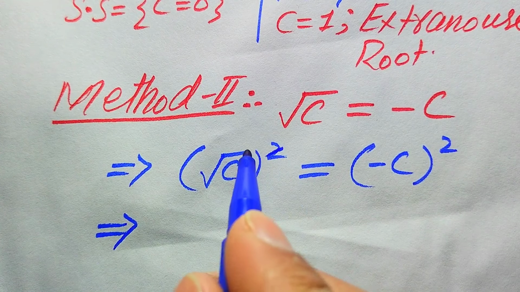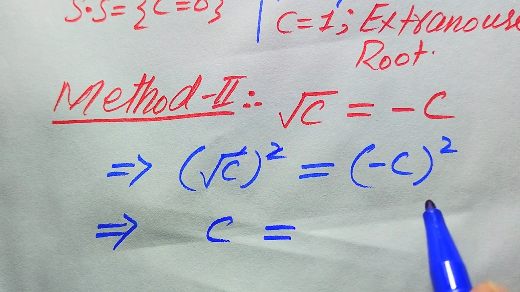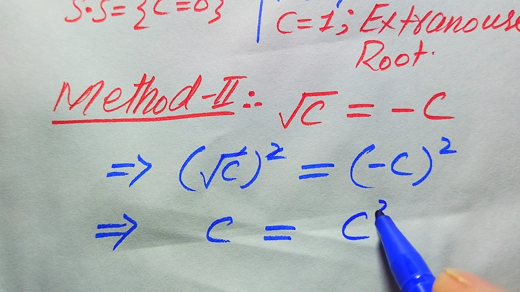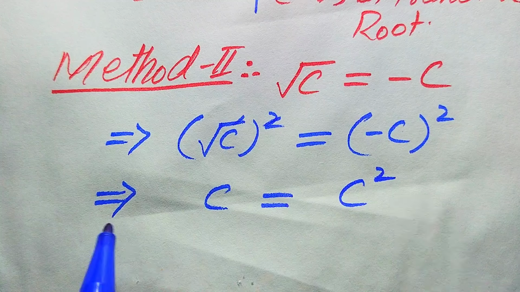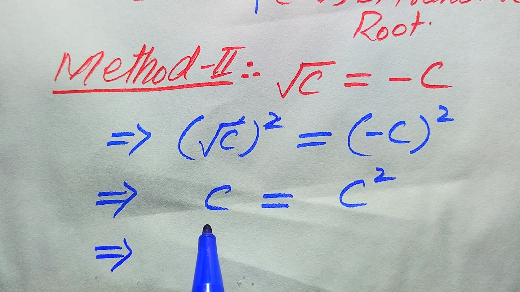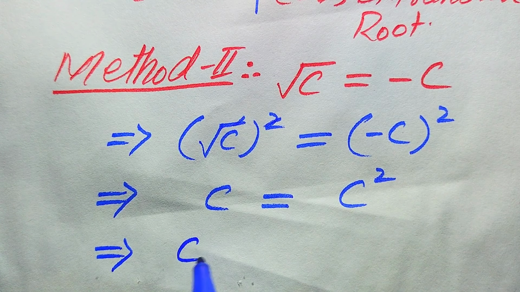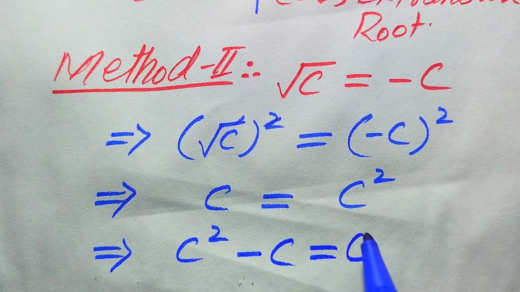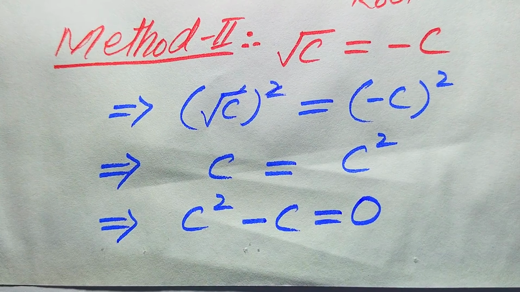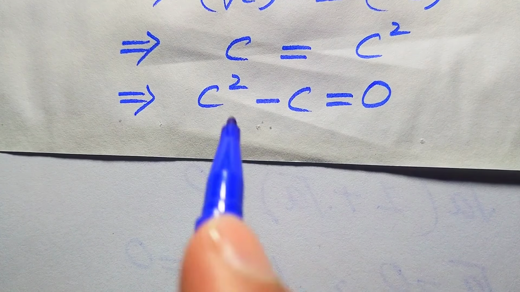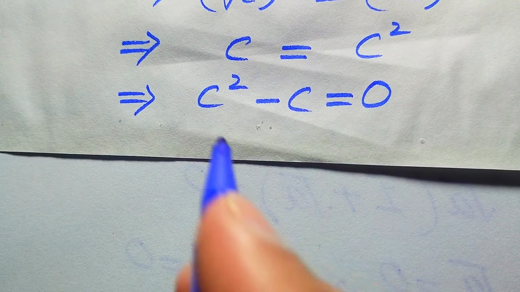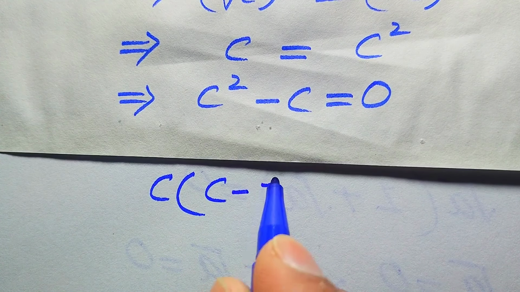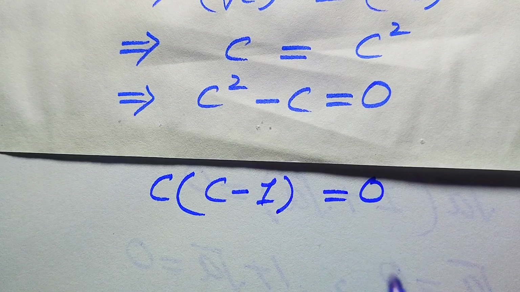Further, the square and square root are gone, and we get c equals minus c whole square, and minus c square becomes plus c square. In the next step we move this c from the left hand side to the right hand side, and it becomes c square minus c equals 0. In the next step you see both of these two terms involve c, so we take c common, and the remaining values are c minus 1 equals 0.